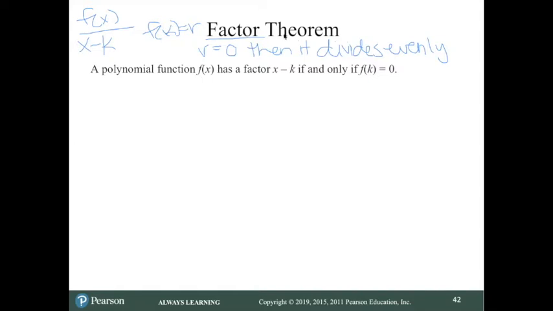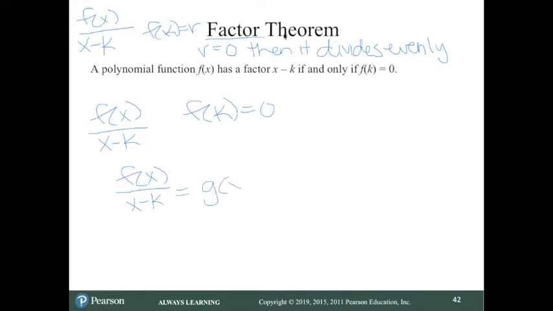Okay, so what that means is if I have f of x divided by x minus k, and I find f of k equals 0, then that means that f of x divided by x minus k equals g of x with no remainder. Another way of saying that is that f of x equals g of x times x minus k. So do you see how we just factored f of x through division? We found that x minus k is a factor of f of x. So if the remainder is 0, then the denominator is a factor of the numerator. It divides in evenly.